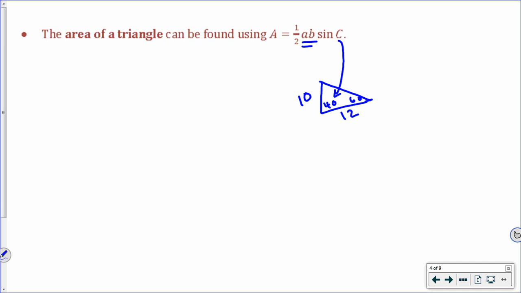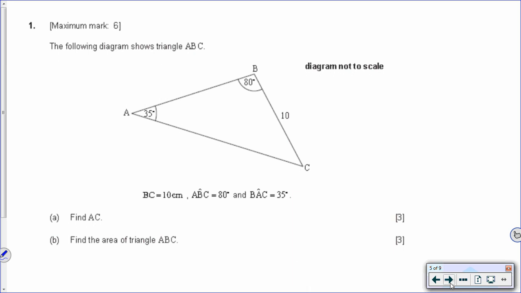So let's do some examples together. This is question 1 off of an exam, so the easiest question on the exam, and it's a calculator test. The first thing we're asked to find is AC, which is this length over here. You can call it little b because it's opposite angle big B. That's a convention that we like to use.